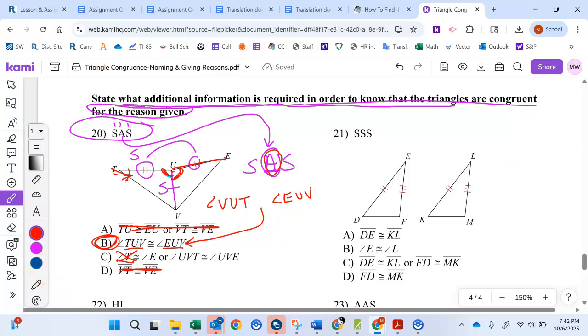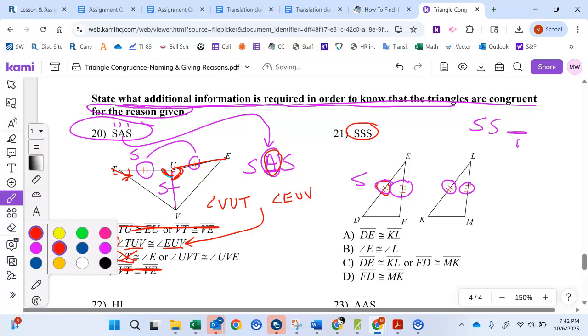Okay, so now 21 says we want to find out if they're congruent for side, side, side. So what do we have? We have this one right here. Let me make this in pink. It is the same as that. So we have one side in common. Oh, but we also have 3 and 3, so we have another side. And there's this side and that side, so we have another side, which means we need the last one here to be the other side, which would be this one.